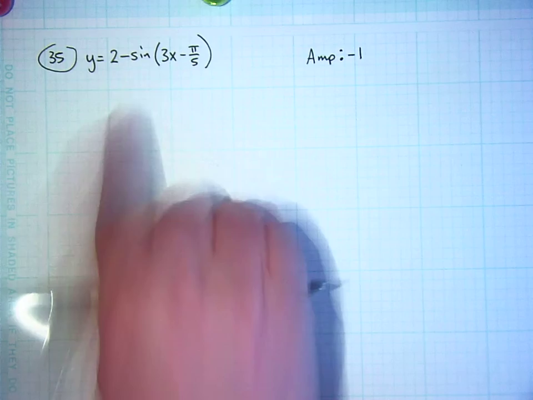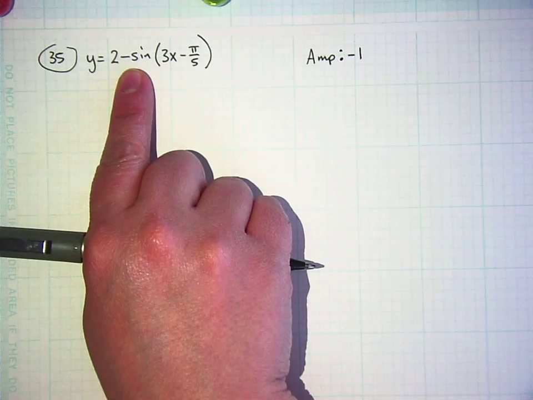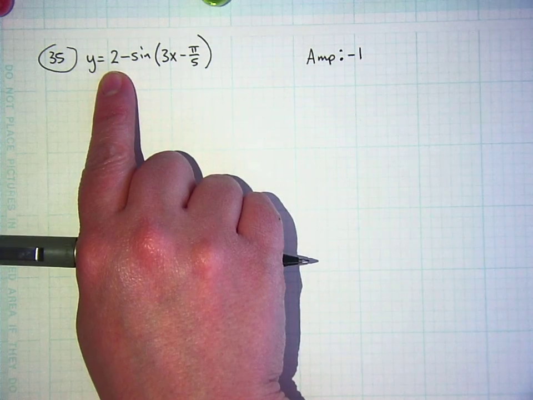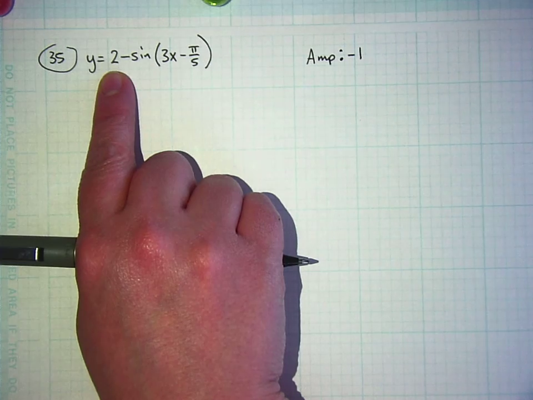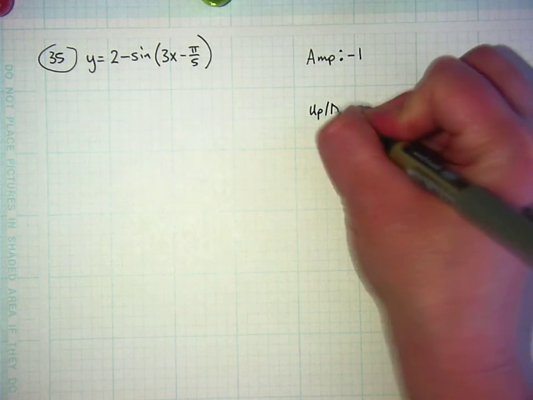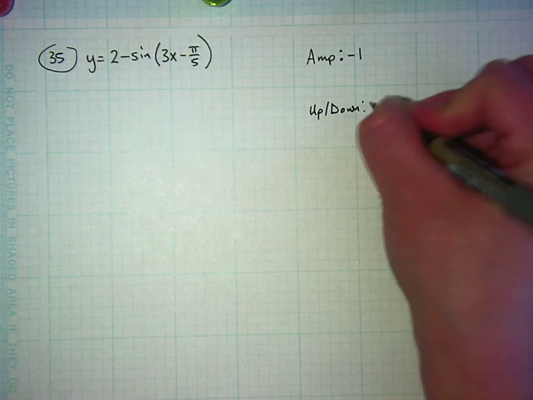Is that thing that's right in front of sine, this number out here, what's that one? That's up and down, that's D, right? That's up and down. I'm going to write it down here. Up, down is going up 2.